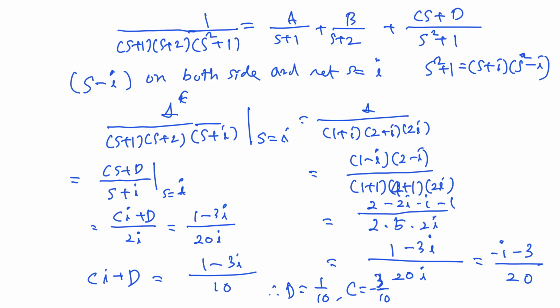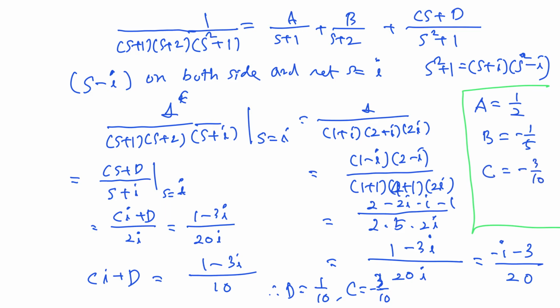So we have A was 1/2, B was what? Minus 1 over 5. C is minus 3 over 10. D is 1 over 10, right?